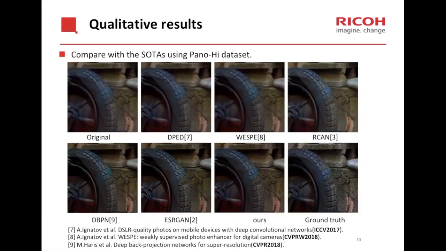We also compared our efficient GAN architecture with state-of-the-art using Panoramic-High-end dataset. We select the networks RCAN, ESRGAN, and the DBPN, and remove their upsampling layers for enhancement purpose. Two well-known image enhancement methods based on GAN, DPED and WESPE, are also selected for comparison. As seen in this figure, ESRGAN, DBPN, and ours generate images with richer and sharper textures than DPED, WESPE, and RCAN. The visual quality of ours is almost indistinguishable from that of the ESRGAN. We also show the ground truth image here, and we can see that ours is very close to the ground truth image.